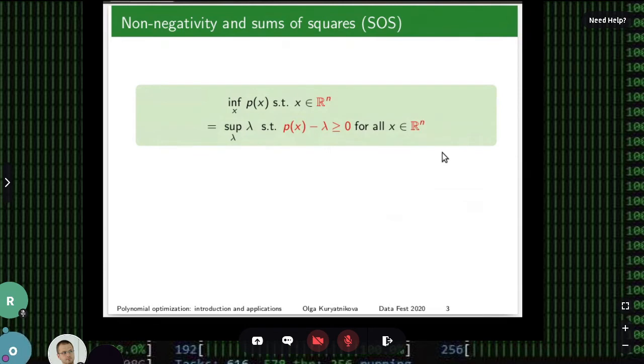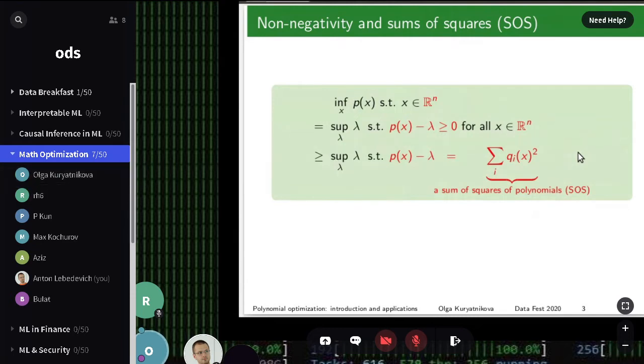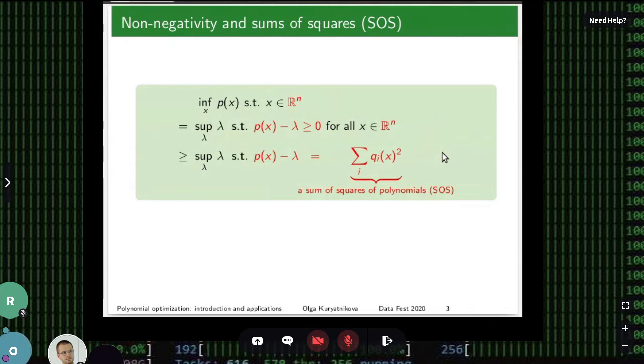For example, instead of saying that p of x minus lambda is non-negative, we can say that p of x minus lambda is equal to a sum of squares of polynomials. And clearly, the sum of squares of polynomials is non-negative. So by rewriting it in this way, we obtain some valid lower bound lambda, because p of x minus lambda will be always non-negative. However, we cannot guarantee that every non-negative polynomial can be written as a sum of squares of some other polynomials. And as a result, instead of the very best bound, we obtain some bound.